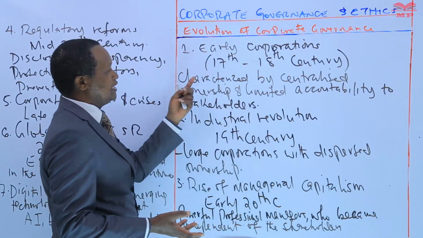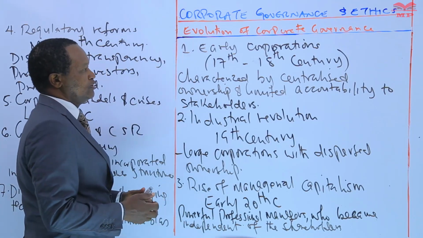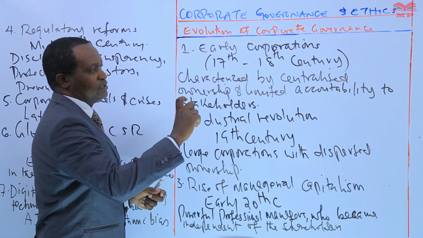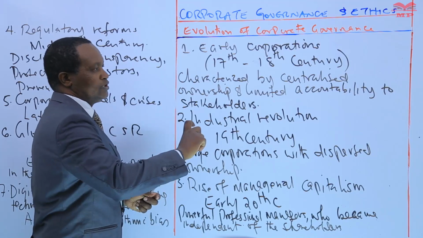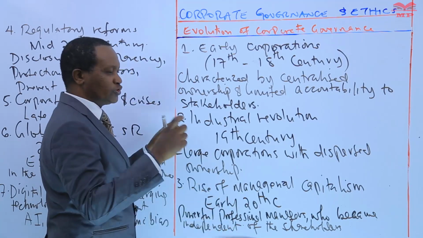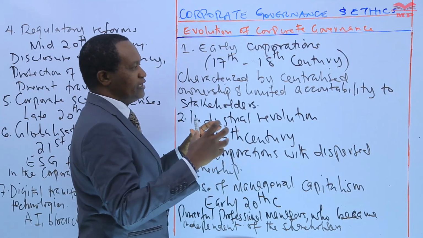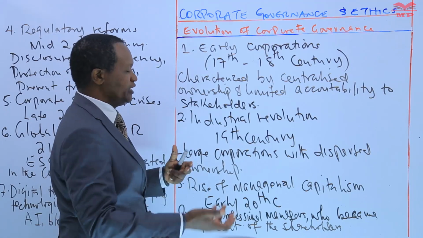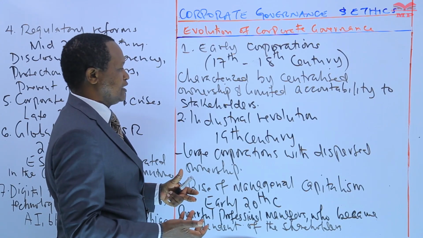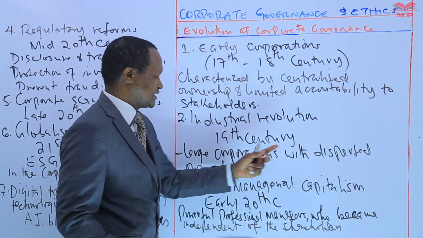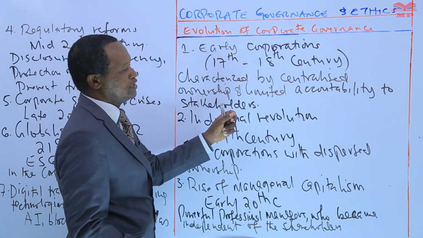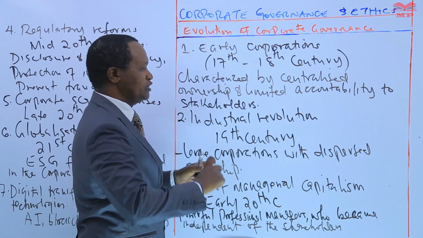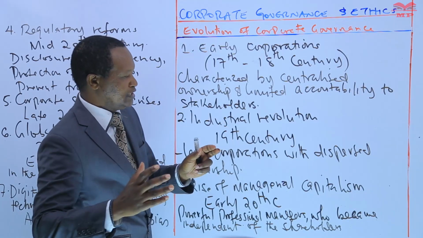Starting from the early corporations in the 17th century, which were characterized by centralized ownership, meaning that the shareholders were the owners. The shareholders who were the owners were the managers. Control was centralized in the shareholders. But during the Industrial Revolution, we had the emergence of many companies which gave rise to large corporations with dispersed ownership, meaning that the ownership and control were separated. The control of the company was dispersed from the owners to the management.